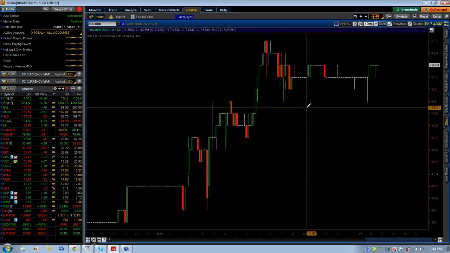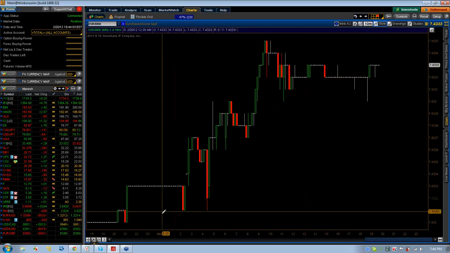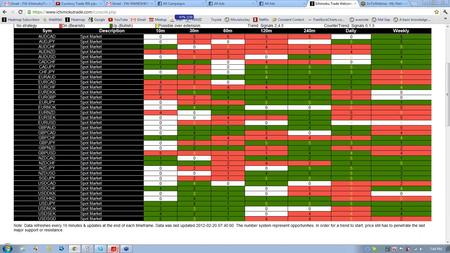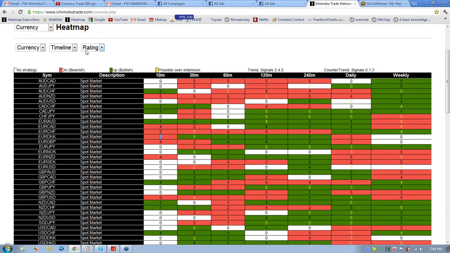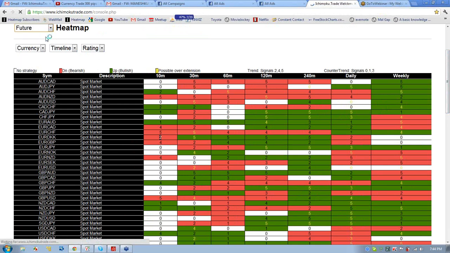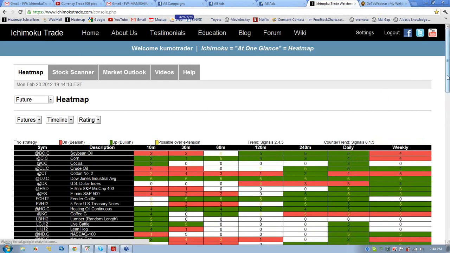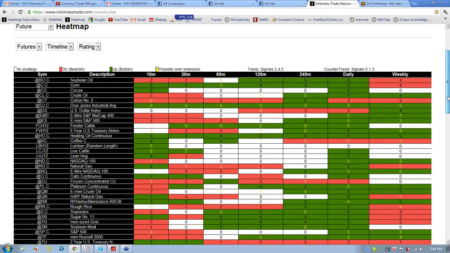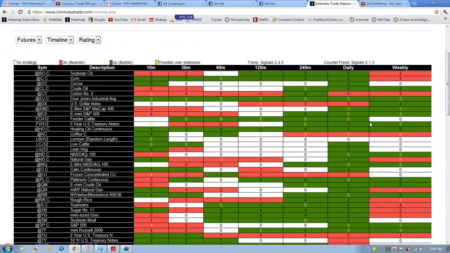Okay, so let's go look at the futures side. So here's the futures right now. And if you look at the ES right now, if you notice, we're overextended on the daily, right? If you look here, we're overextended here with a 3 in yellow.